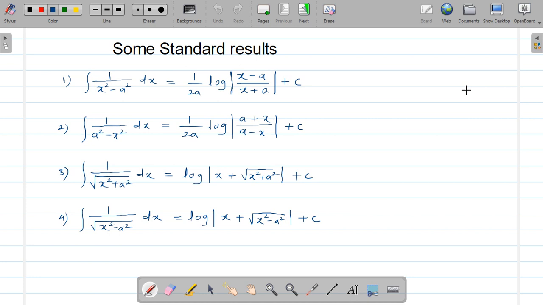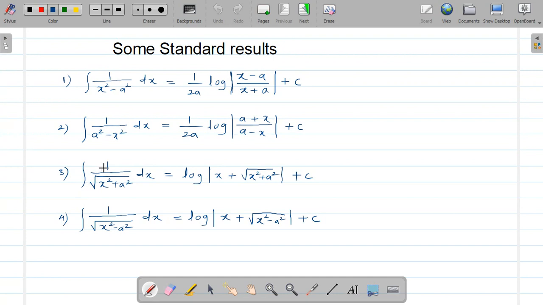Dear students, in our last lecture we have discussed some standard results. Number 1, integration of 1 upon x square minus a square dx is equal to 1 upon 2a log of modulus of x minus a upon x plus a plus c. The second one is, if you have the integration of 1 upon a square minus x square dx, then it is equal to 1 upon 2a log of modulus of a plus x upon a minus x plus c.